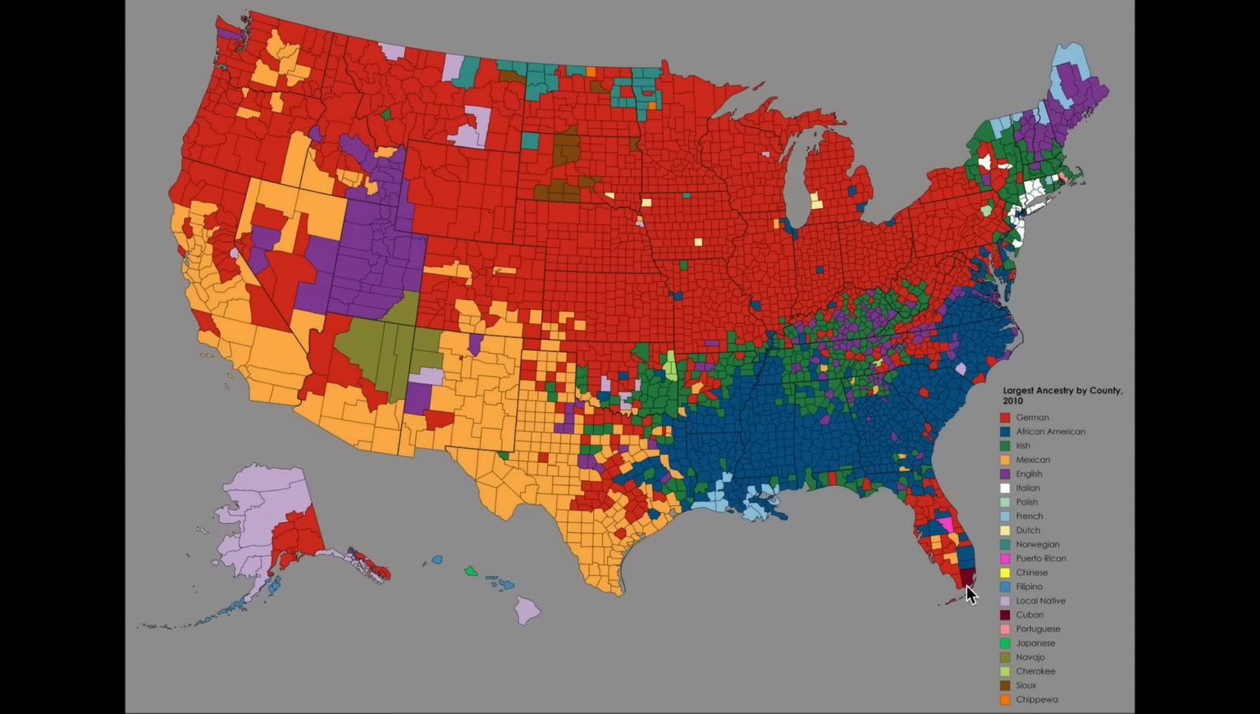Residents of Miami-Dade County in Florida are predominantly of Cuban descent, and residents of another county in Florida are primarily Puerto Rican. Luzerne County in Pennsylvania is the only mostly Polish-American county in the country, and Bristol County in Massachusetts is the only mainly Portuguese-American one. You can also find some counties sprinkled throughout the Midwest where most people's ancestors came from the Netherlands.